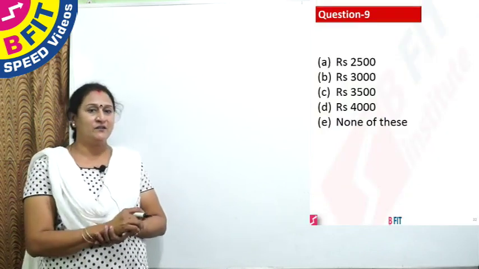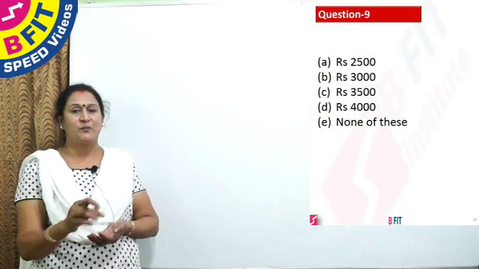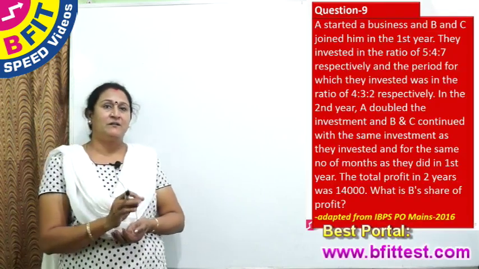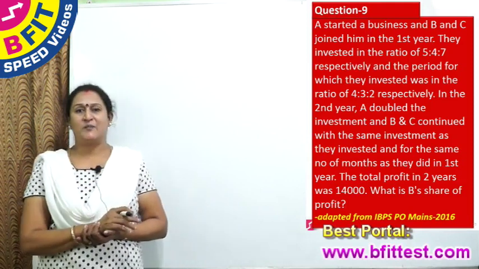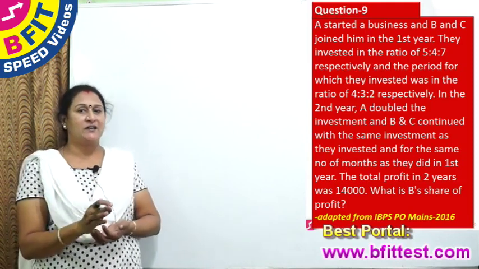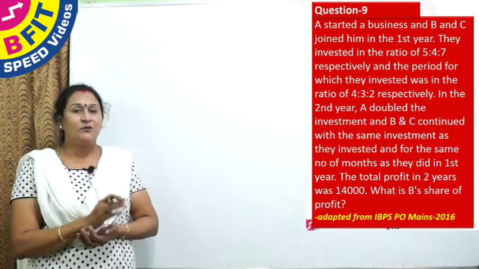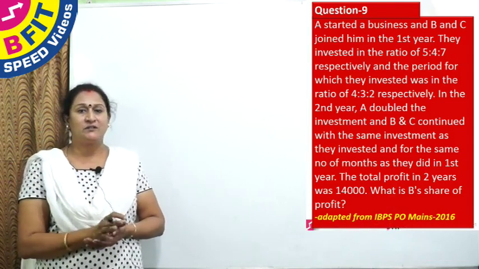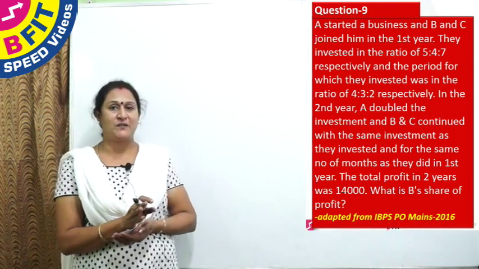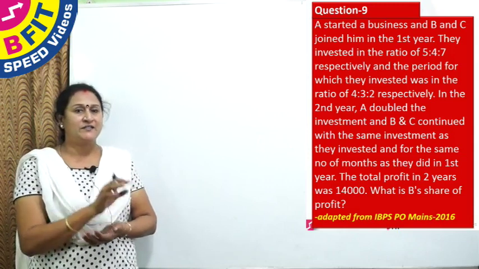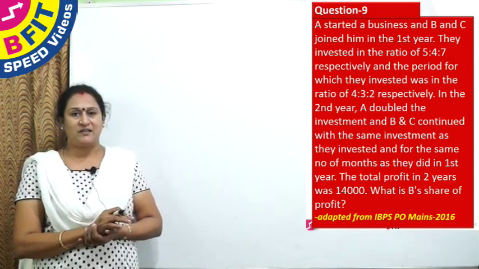So this question was taken from IBPS PO Mains 2016. So friends, this is a question under partnership. A, B, C are investing together and they are doing a business. So they have given details for 2 years. So the first year detail for investment and the second year detail for investment is different and the period is same. So we have to find B's share.